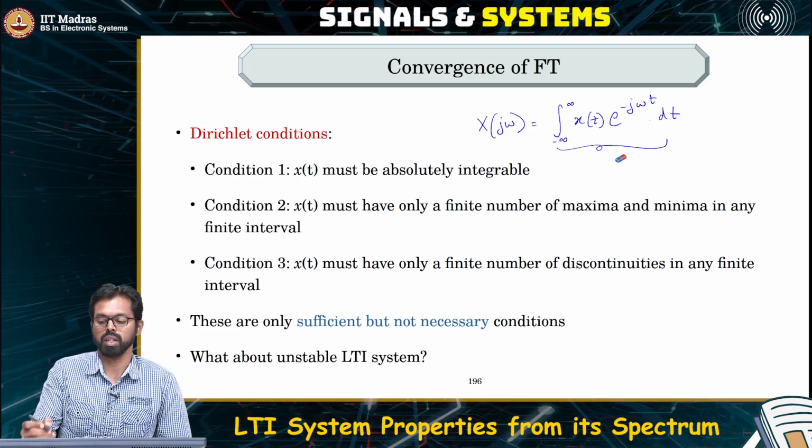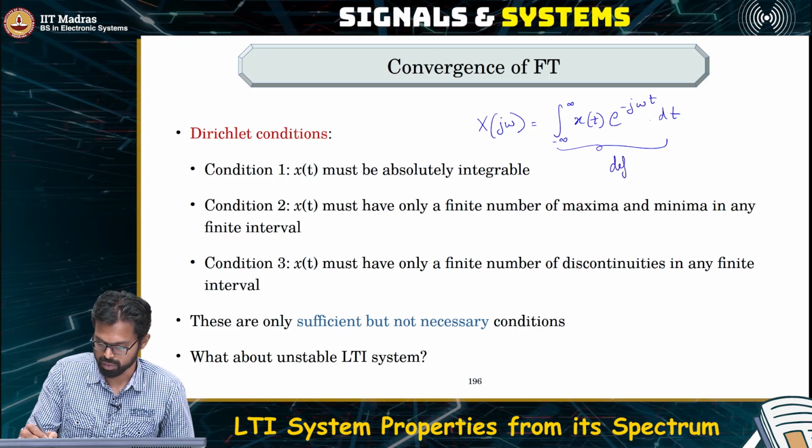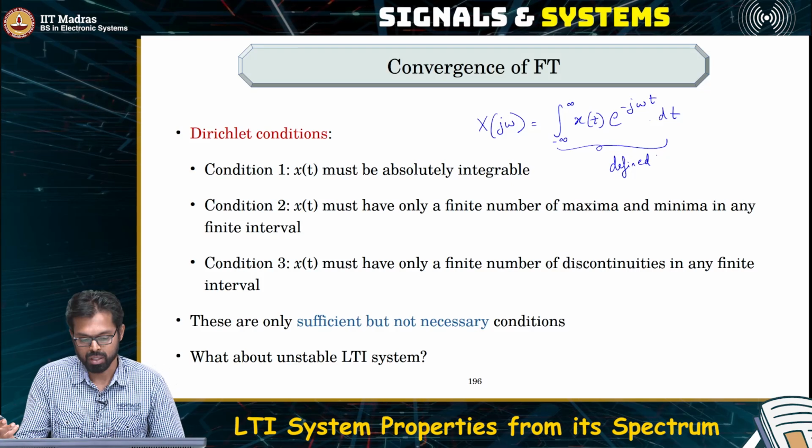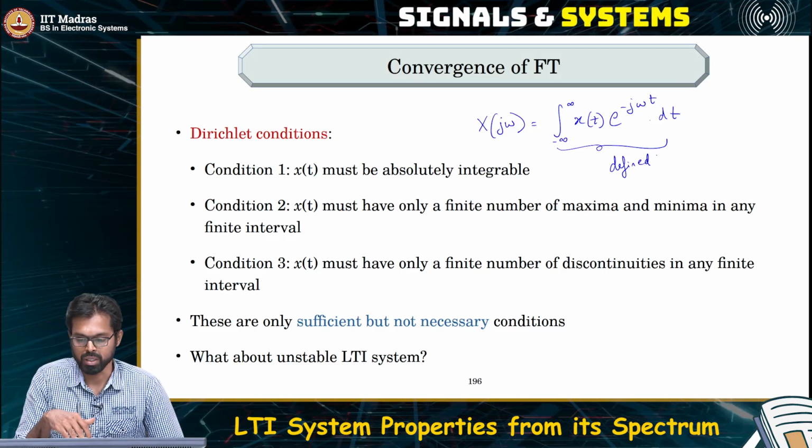So that is the question that we are trying to answer. So when will this be even defined? Forget about being infinity. When will this be even defined? Will it exist? That is what we mean by convergence of the Fourier transform.